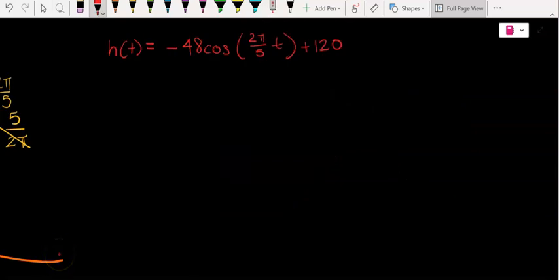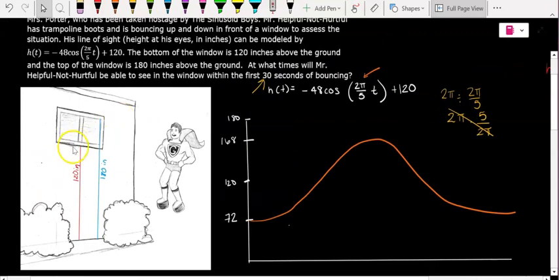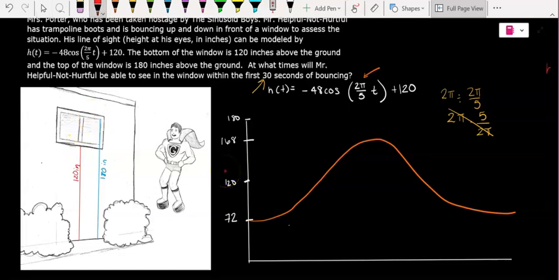So if I take the equation that I was given and set this up, what I'm needing to know is when he is jumping up and down and he's able to see inside this window. So that means that I need that height to be greater than 120, but less than 180. Well, we know it's always going to be less than 180, because we've got that 168 as our maximum, but it is not always going to be above 120.